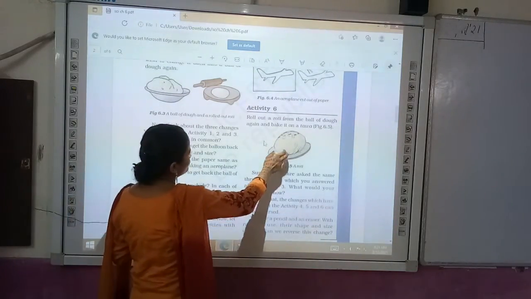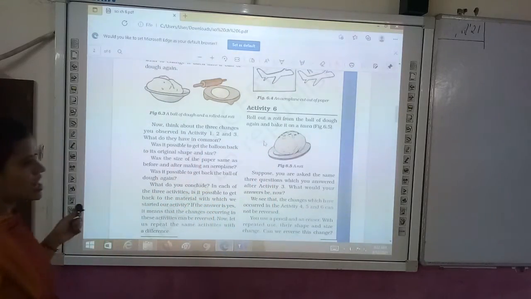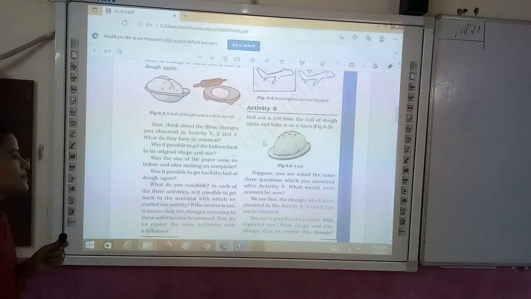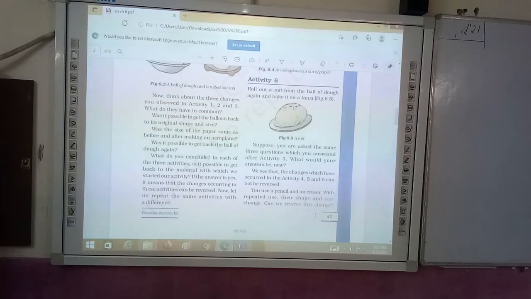Now is it possible to get back the dough again? Ball of dough again? No ना? अब आपकी रोटी पक गई है. आप वापस से अपनी बॉल चाहिए. Okay. So suppose you are asked the same three questions which you answered after activity 3. Is it possible to get the balloon back to its original shape and size? Is it possible to get the same paper before and after making aeroplane? Is it possible to get back the ball of dough again? So it is not possible.